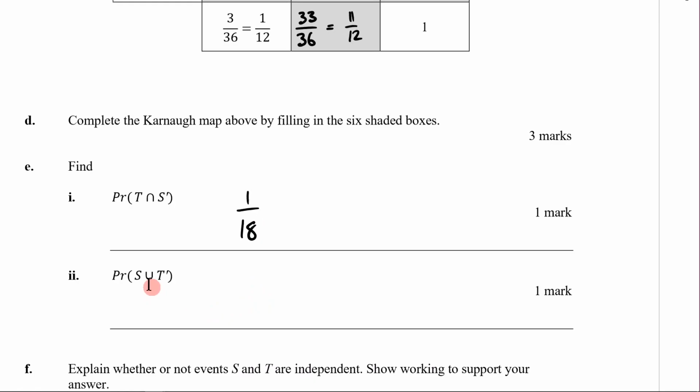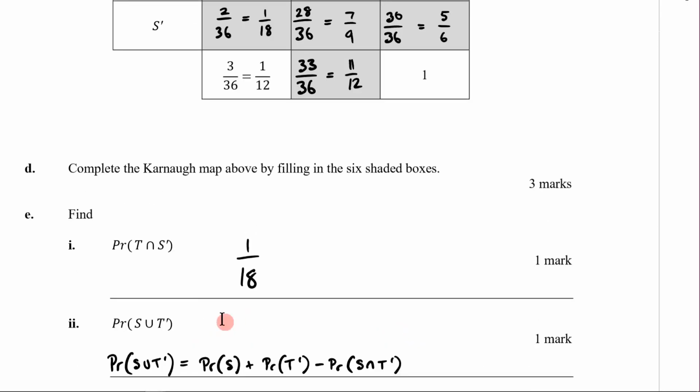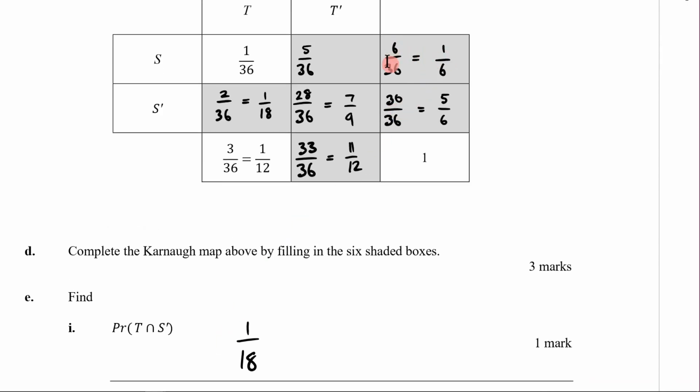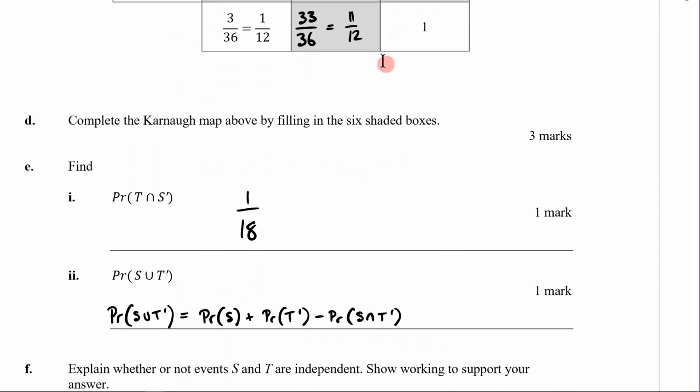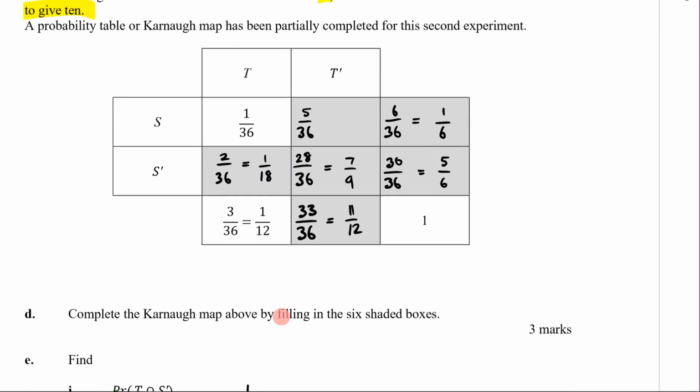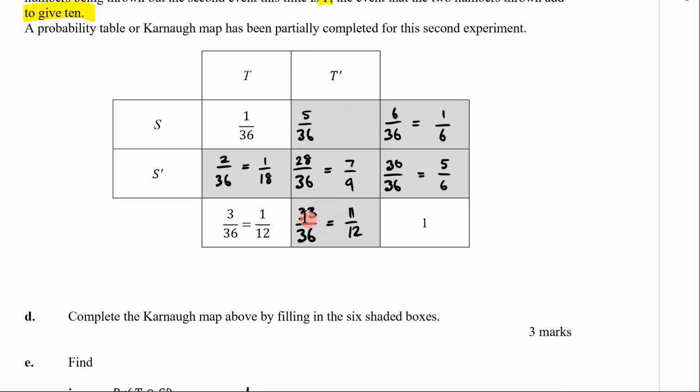So whenever you've got a union, you can use your addition rule to help us out here. So what I'm going to do is this. I'm going to say the probability of S, the union of the complement of T, is going to be equal to the probability of S plus the probability of the complement of T minus the probability of S intersection the complement of T. Let's now fill in what we need to find here. The probability of S will be 6 on 36. The probability of the complement of T will be 11 on 12, or 33 on 36.